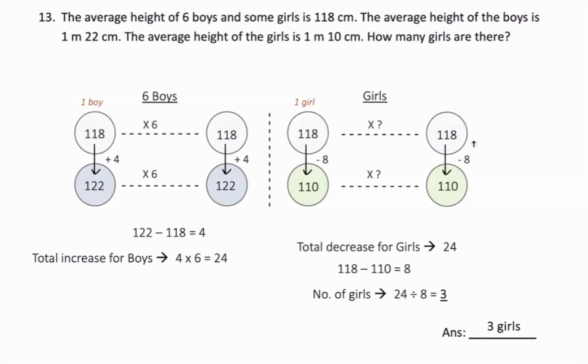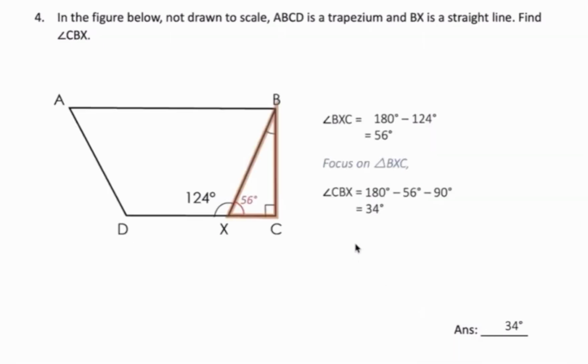I noticed some students, right, at primary 6, they lost marks because they never indicate the angle name. So for example, I go back to this question. Example this. If you just write 180 degrees minus 124 equal 56, and then you don't write angle BXC, you don't write angle CBX, the school will deduct half a mark.